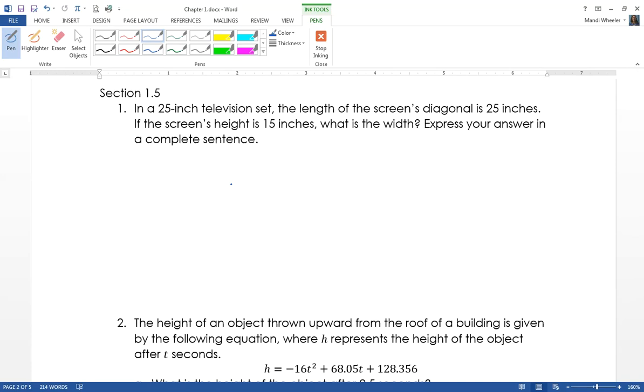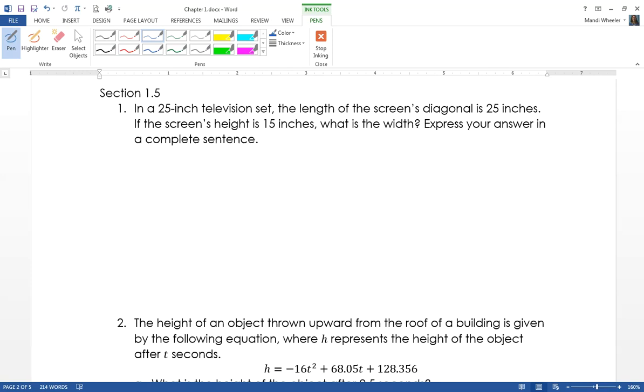This video is going to go over section 1.5, and the title of this section is Quadratic Applications. The math is not going to be any different from what we did in section 1.4. We're just now going to be looking at applications, typically in the form of word problems.